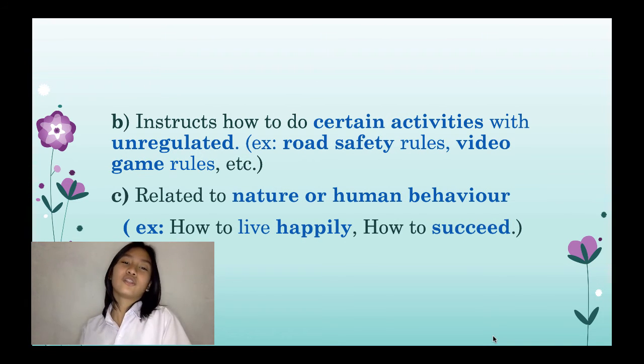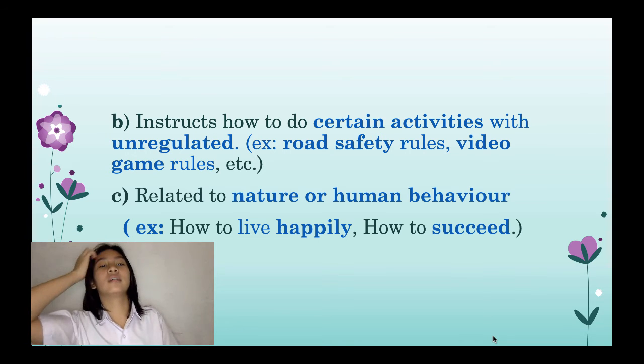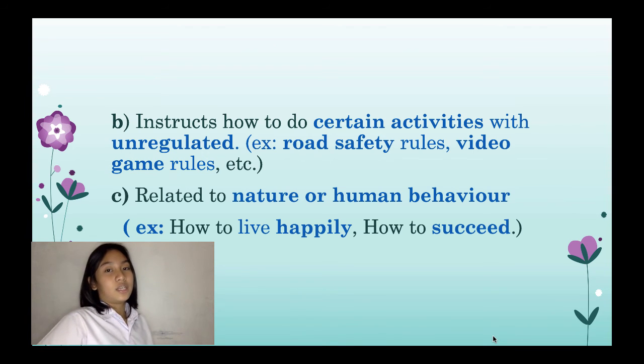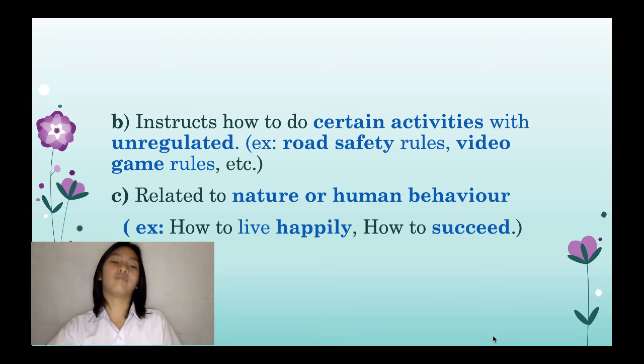Next, it instructs how to do certain activities with unregulated rules. For example, road safety rules, video game rules, and the rest. Next, lastly, it is related to nature or human behavior. For example, how to live happily and how to succeed.